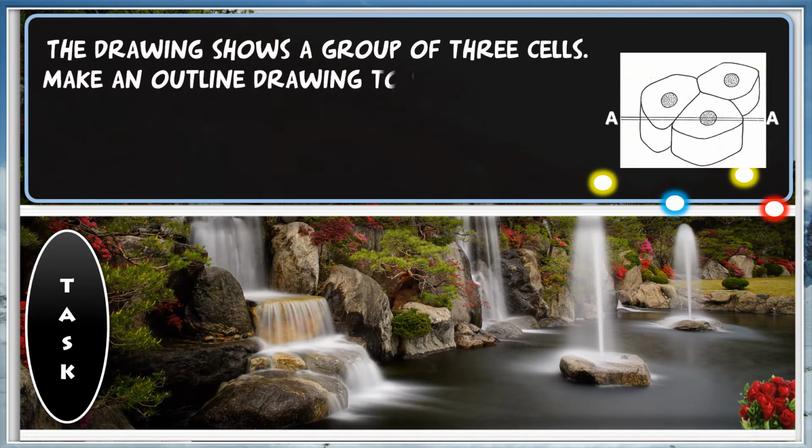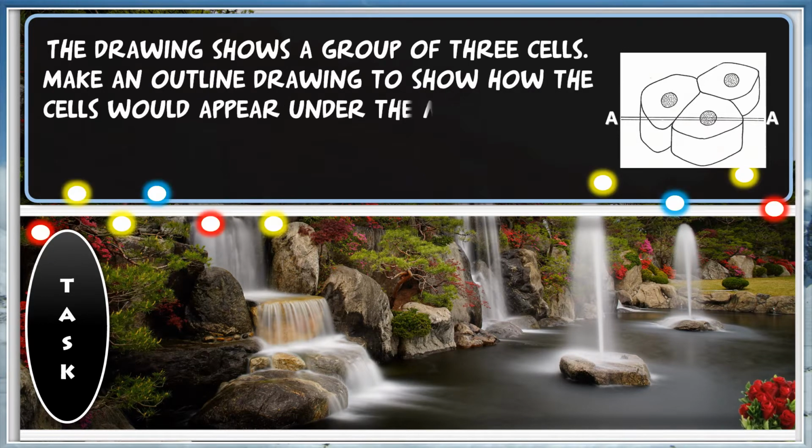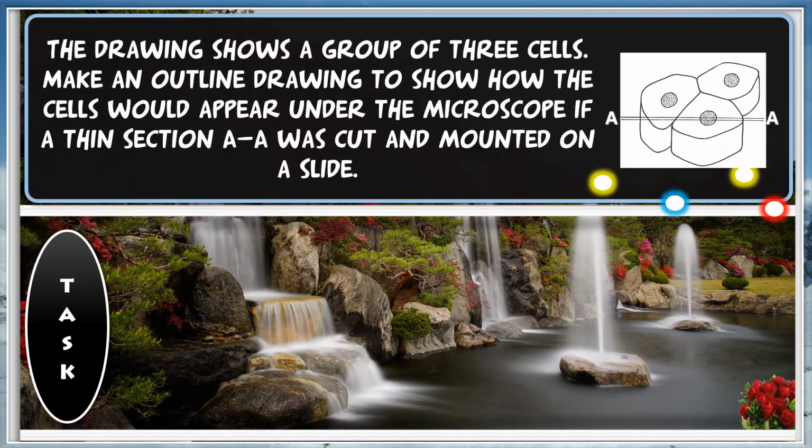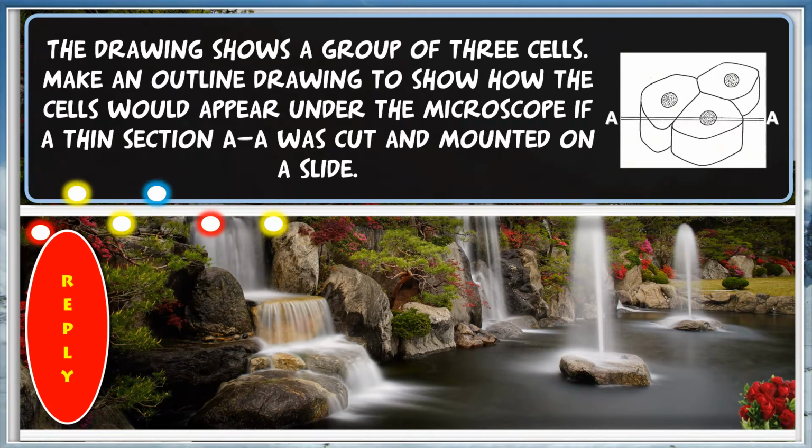The drawing shows a group of 3 cells. Make an outline drawing to show how the cells would appear under the microscope if a thin section A to A was cut and mounted on a slide. The section would appear like this.